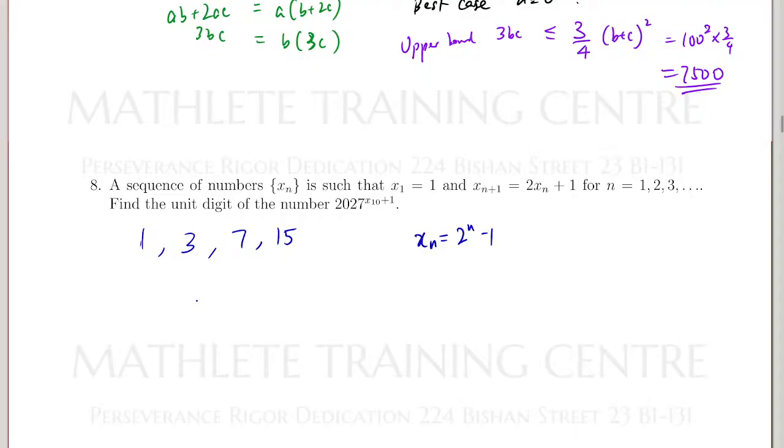Therefore, we want the units digit of 2027 to the power of 2 to the power of 10 minus 1. To figure this out, I just need to figure out the exponent mod 4. I can recognize that 2 to the power 10 is 0 mod 4. So in our units digit pattern, when I take mod 10, what's this? This is 1. Okay, so that's the answer.